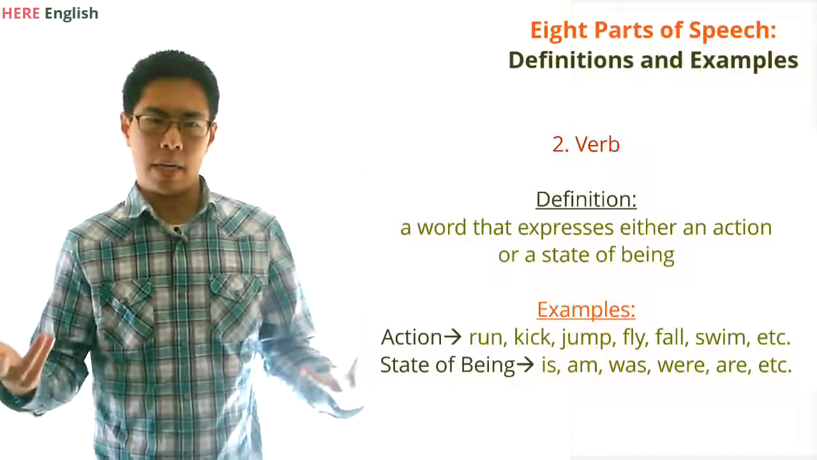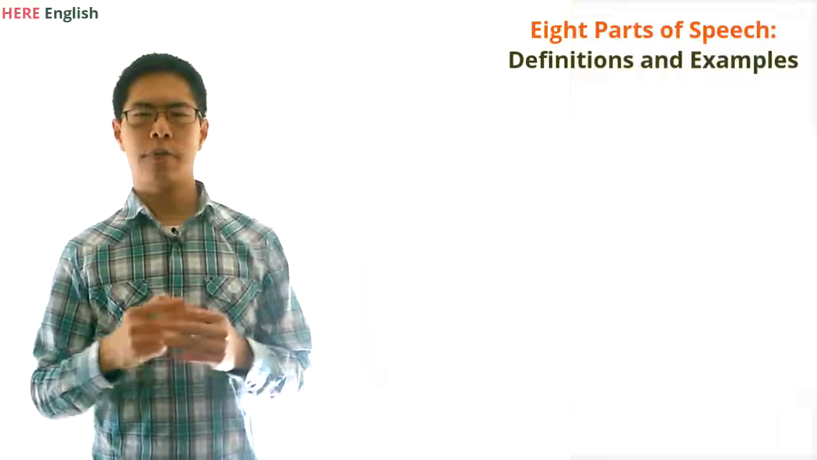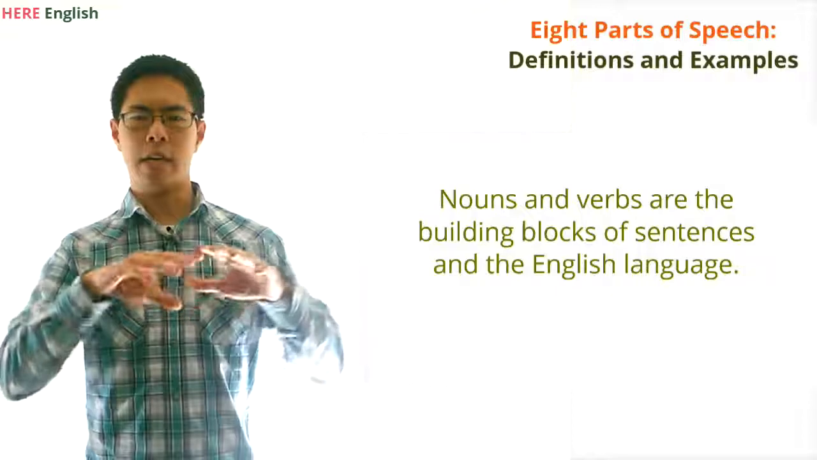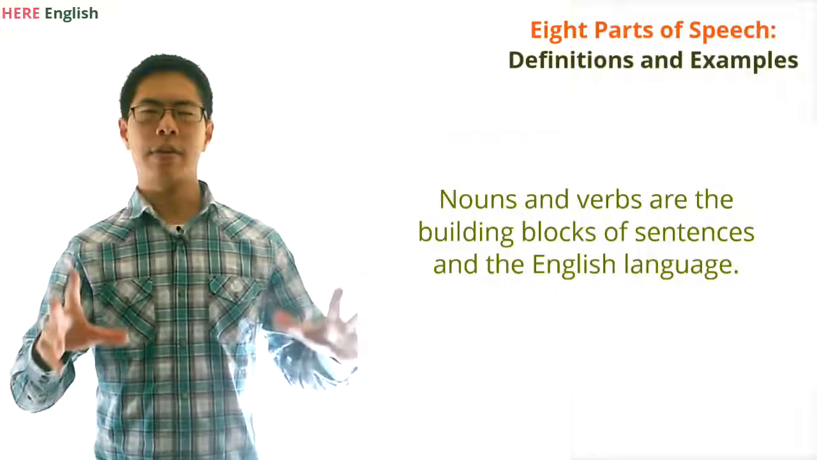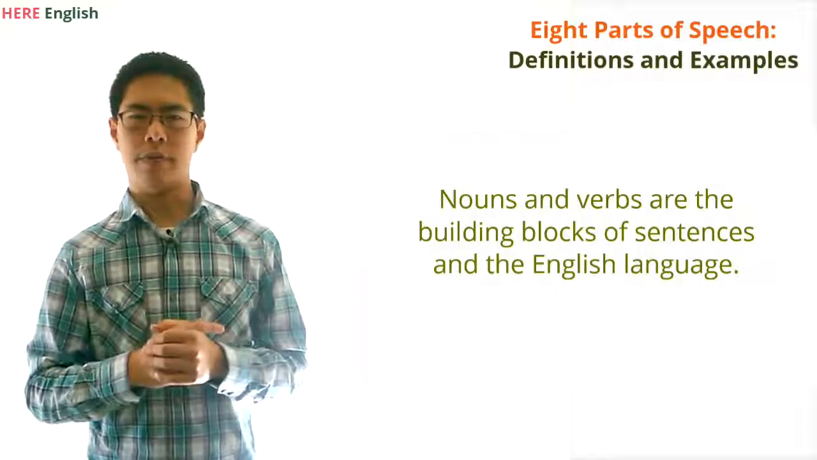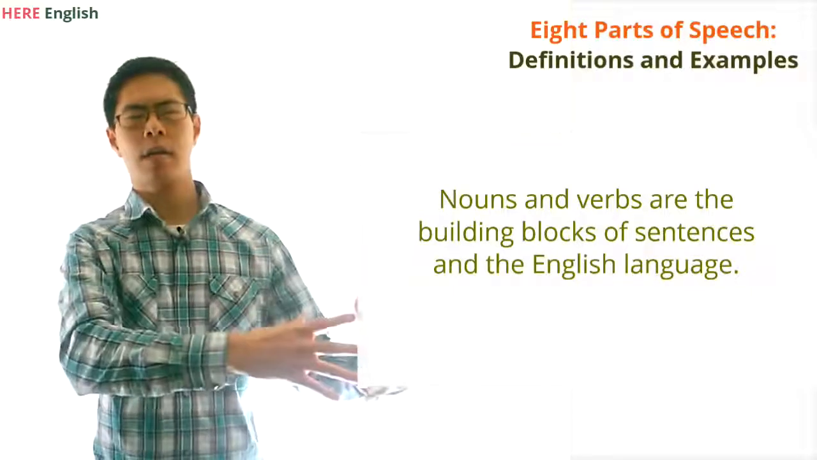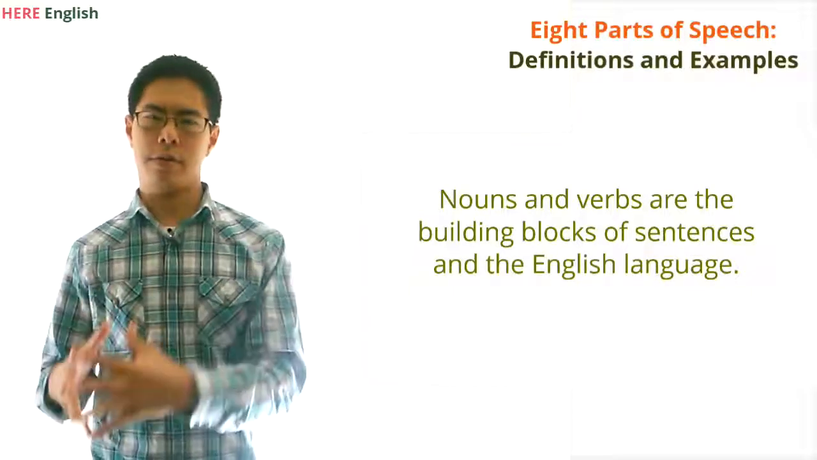The reason why our first 2 parts of speech are nouns and verbs is because nouns and verbs are the foundation of sentences, as well as the foundation of the English language itself. All complete sentences must include at least some kind of noun and some kind of verb.